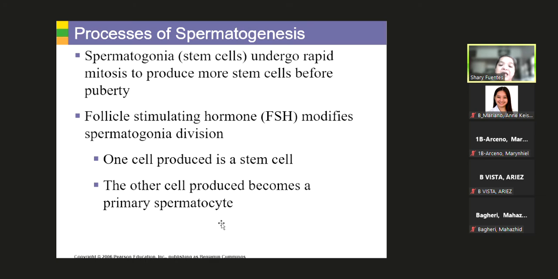Pag mature na sila, spermatocyte ang tawag sa kanila. So dalawang daughter cell ang na-perform. Yung isa, balik siya as a stem cell. Yung isa, magiging sperm, yung nagmamature. So that's why, when you say rapid production, rapid siya, they produce about 1 million daily. Ganun kabilis ang production, 1 million daily.